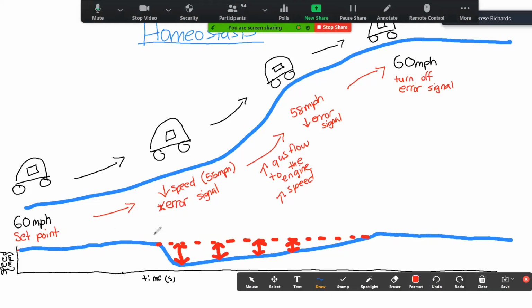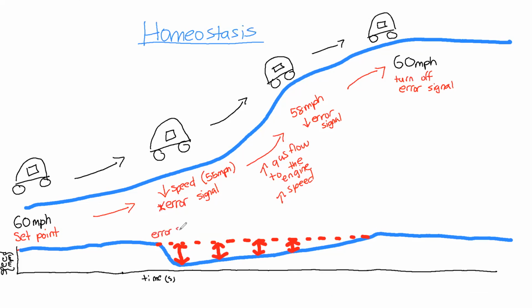Okay, so here we've got the error signal on. And then down here, we turn off the error signal. Okay, so the important things I want to point out here is one, our set point, the fact that this is our baseline variable. And that is where we really want to maintain.